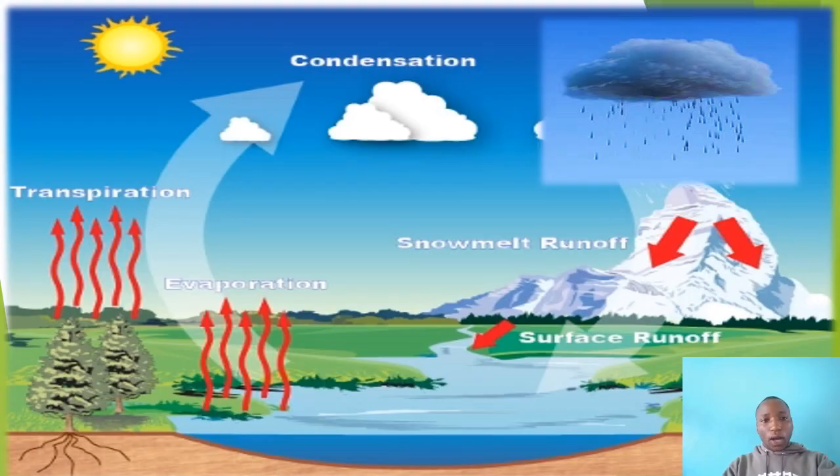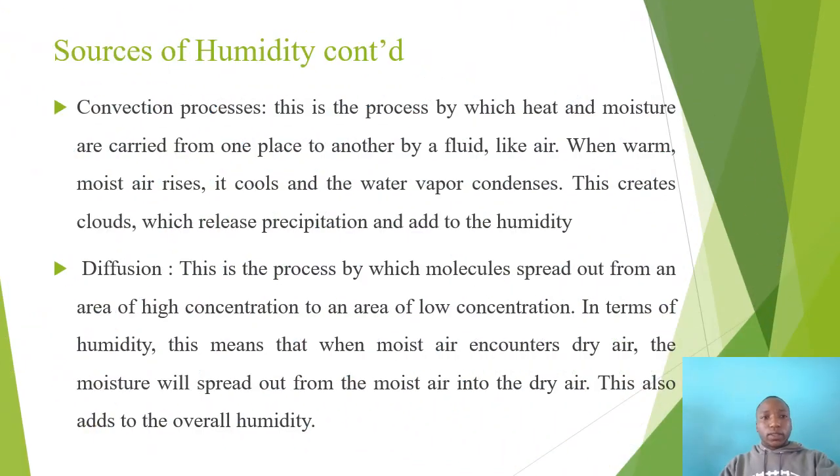Then, as you see in this picture, we have transpiration. Here we have plants and water bodies, and there is the sun. As the sun evaporates water, the water in the water bodies is evaporated to the atmosphere. In the atmosphere there are clouds. These clouds transfer the precipitation. The next is the convection process. This is the process by which heat and moisture are carried from one place to another by fluids like air.